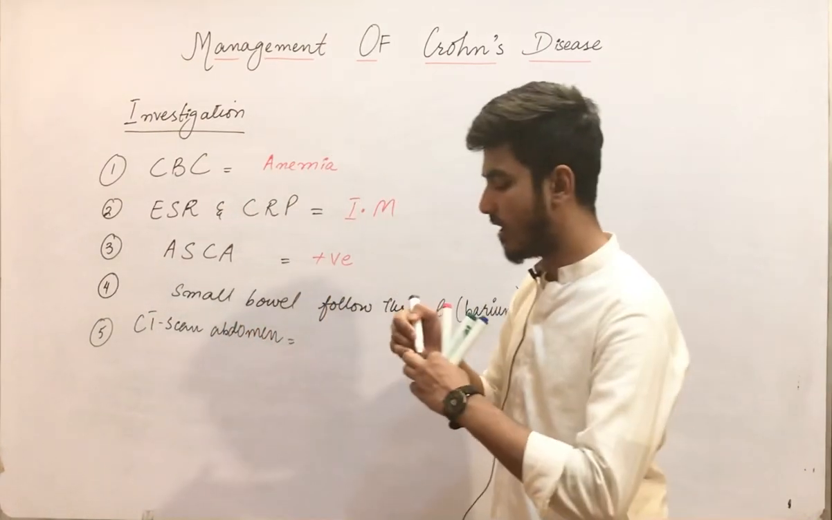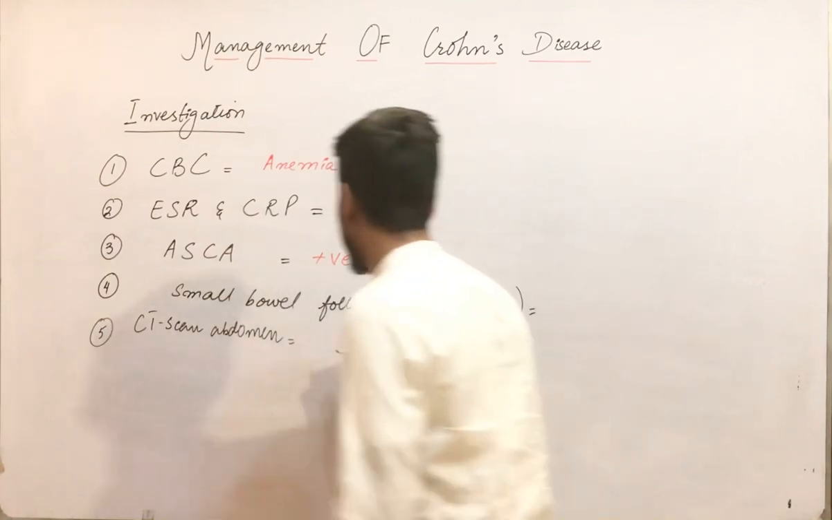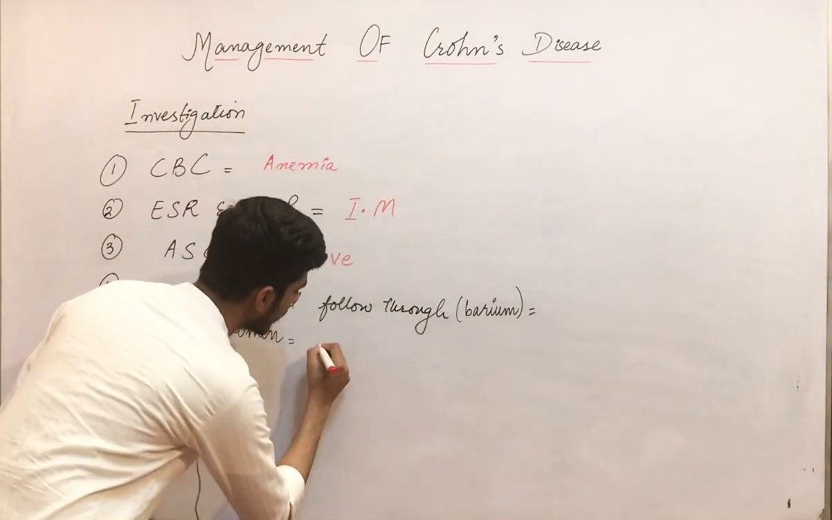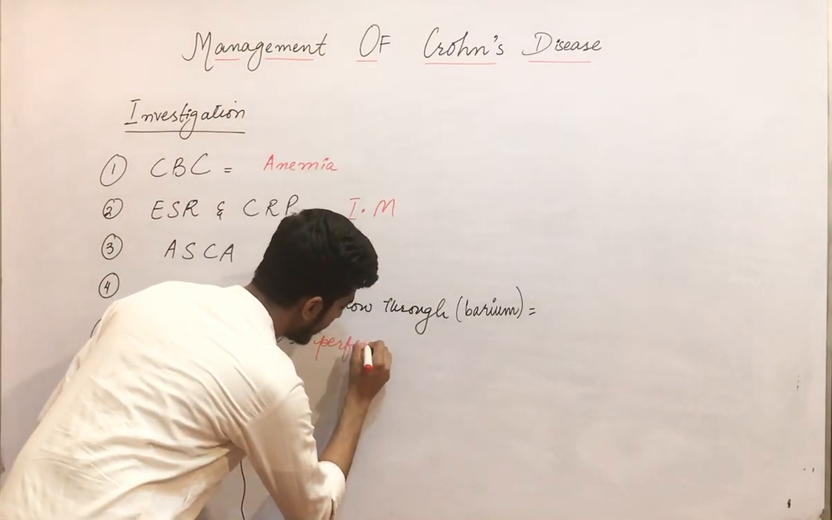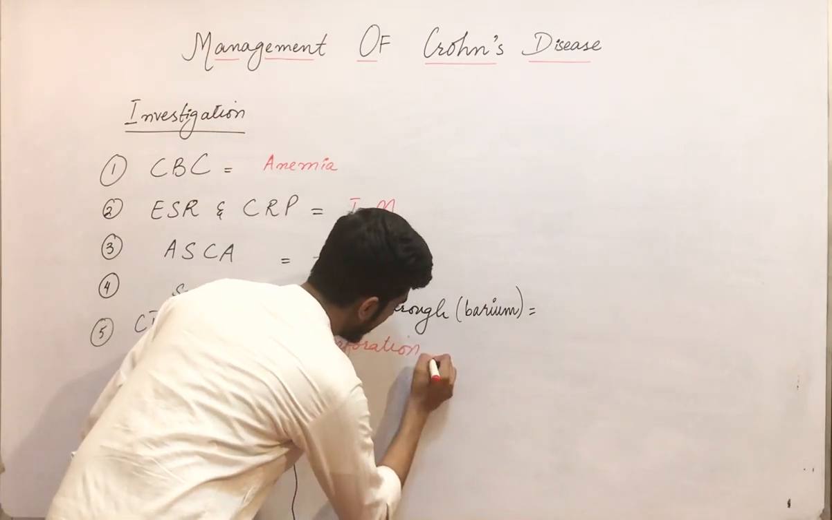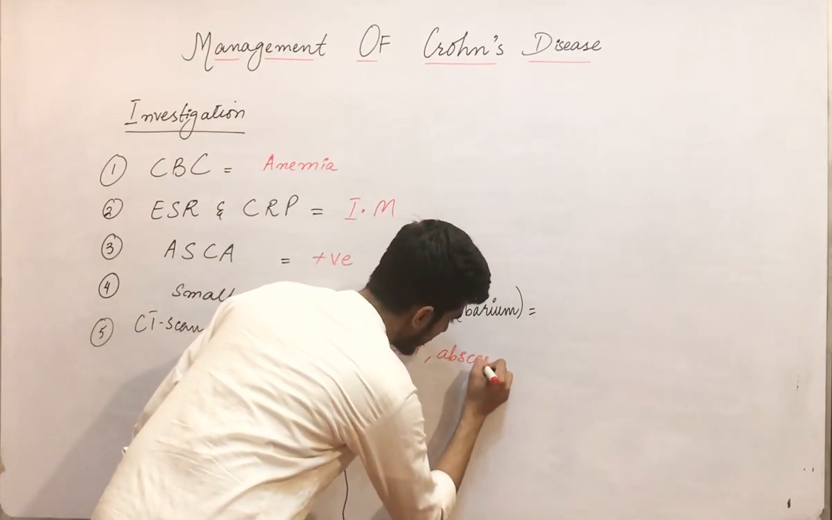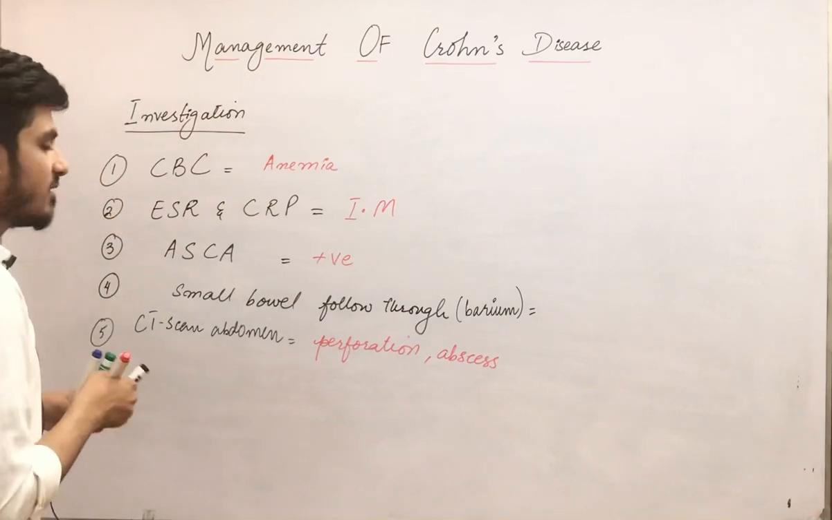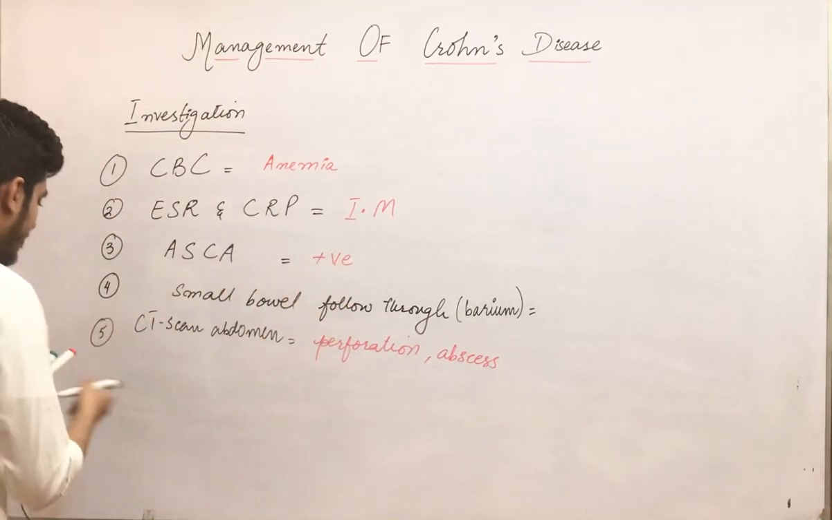CT scan of the abdomen. And why are we doing the CT scan? In order to rule out any complication like perforation, like abscess. So this is done in order to rule out these conditions.